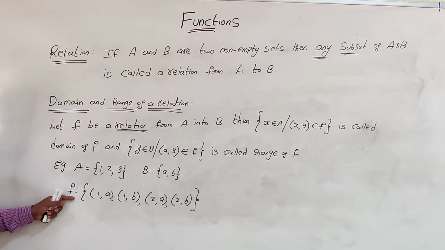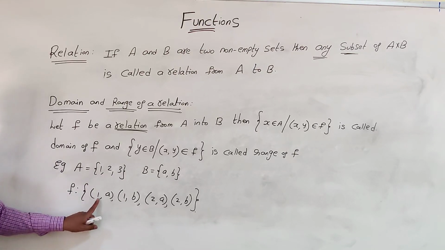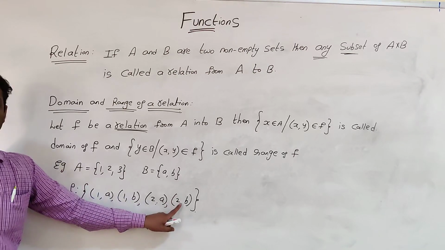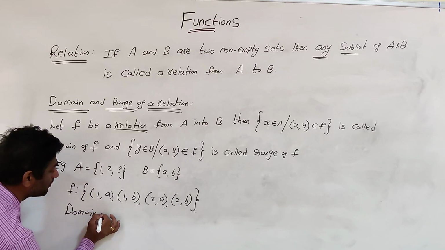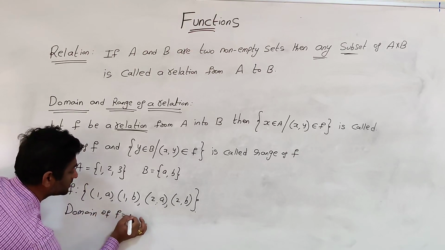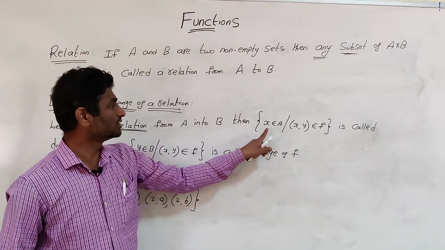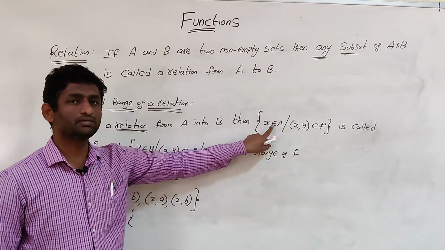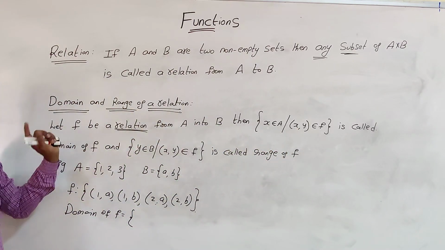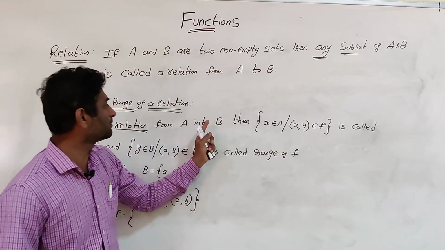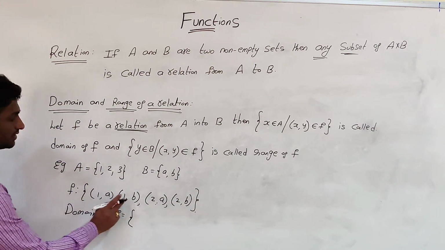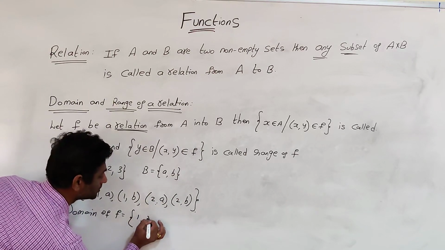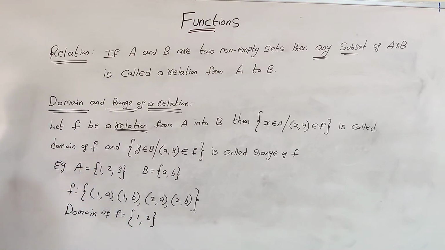Now, if this is a relation, what are the first components of this relation? 1, 1, 2, 2. So the domain of F, as per the definition, is the set of all x belonging to A, where x belongs to capital A and y belongs to capital B and we have the ordered pairs. Now 1, 1, 2, 2 means {1, 2} is the domain of this relation.